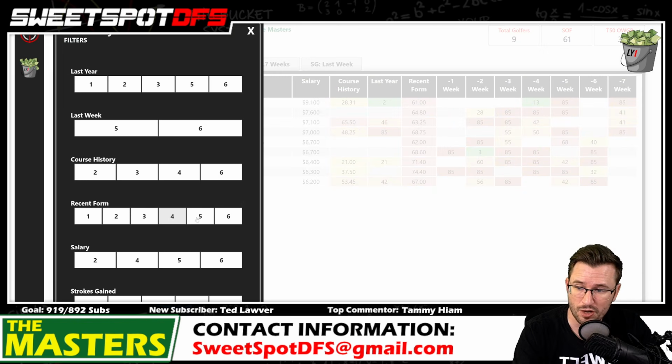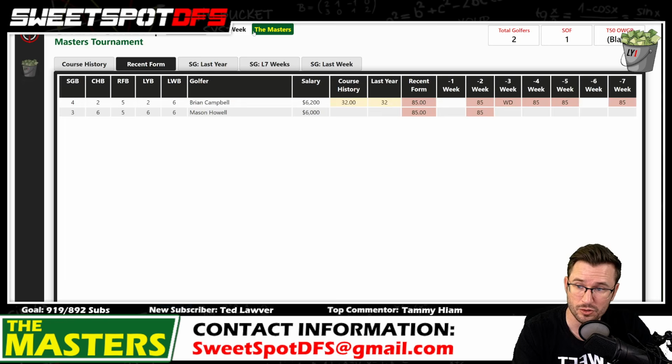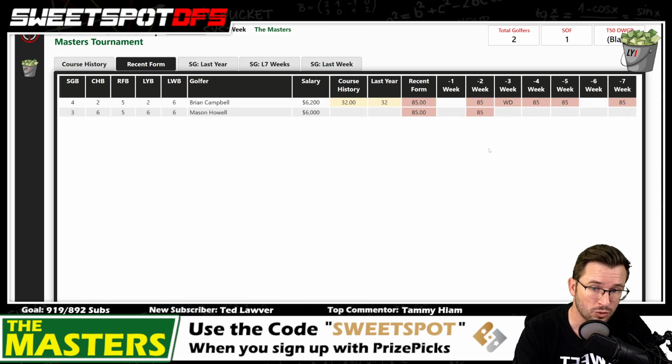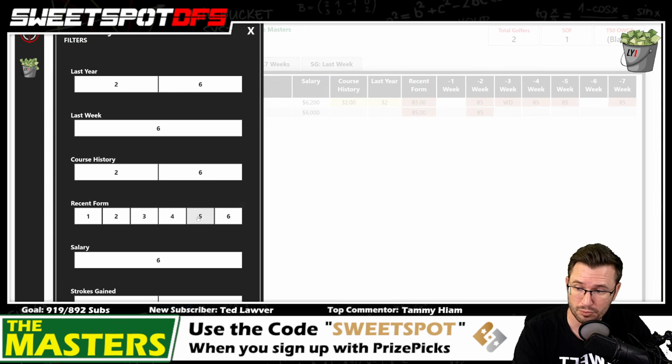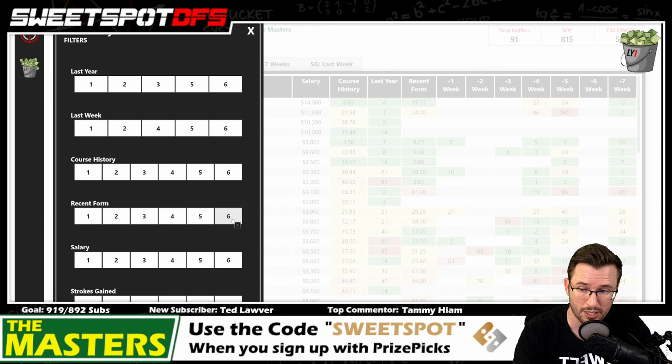Recent form 5s. These are golfers coming in with really bad recent form. There's only 2 of them. It's Brian Campbell and Mason Howell. Yeah, I'm pretty cool with not playing either of them. So that's going to be a 0 to 1 bucket as well.